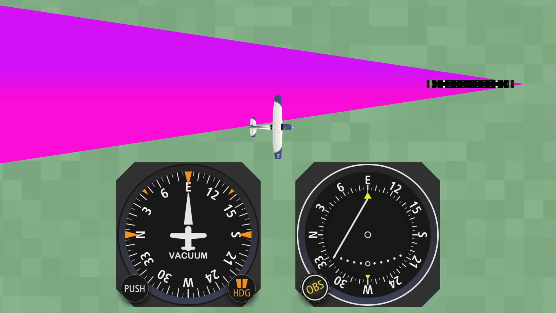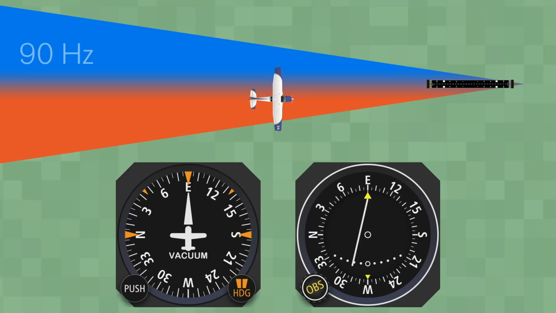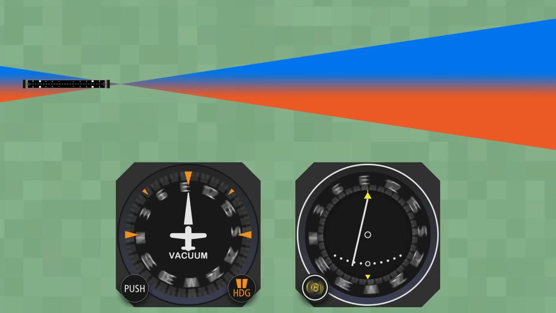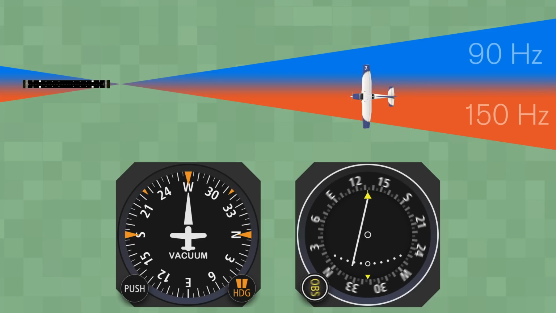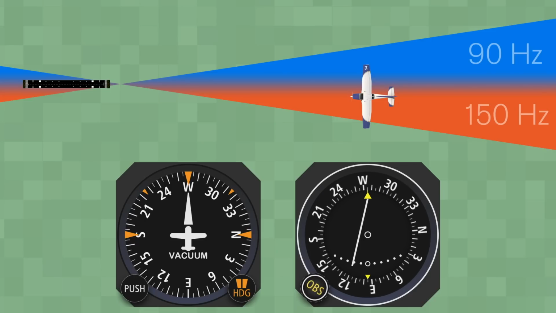Remember that localizers emit two signals, a 90 Hz signal to the left and a 150 Hz signal to the right when on the front course. On the back course, it will be reversed, and the 90 will be on your right and the 150 will be on your left. So no matter what you have the OBS set to, you will get reverse sensing because the heading set in the CDI does not matter.